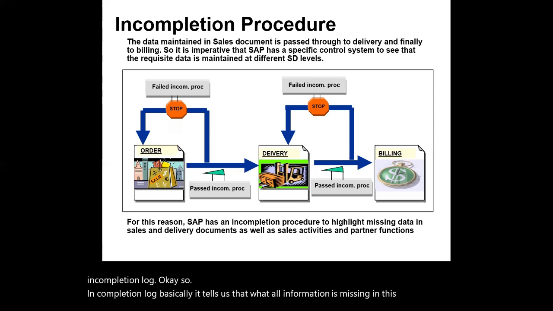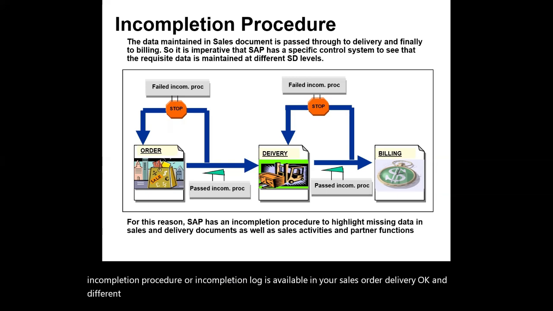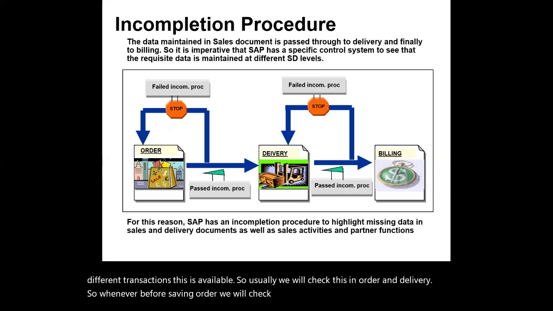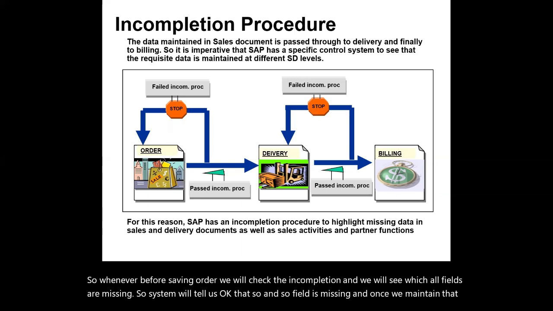This incompletion procedure or incompletion log is available in your sales order, delivery, and different transactions. Usually we will check this in order and delivery. Before saving the order, we will check the incompletion and see which fields are missing. The system will tell us that so and so field is missing, and once we maintain that data, the document becomes complete.